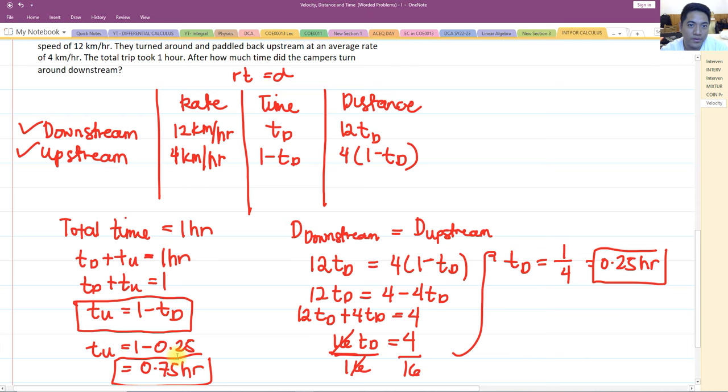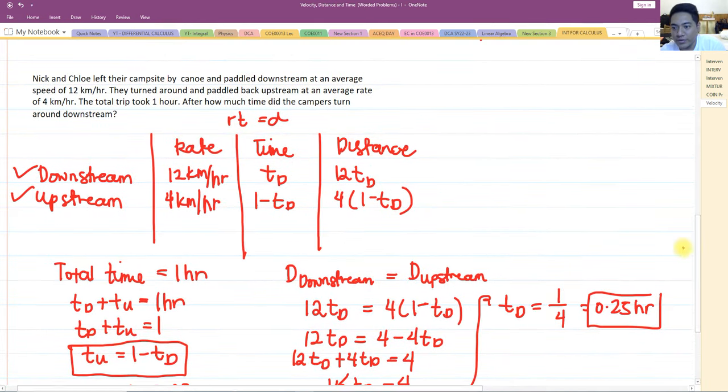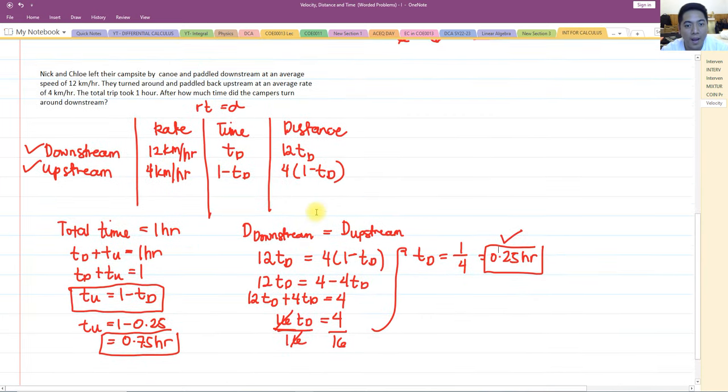The problem is only asking for the time for downstream. So our answer for this is 0.25 hour. But just in case the problem also asks for the time for upstream, it's 0.75 hours. So it's logical that they spent more time during the upstream because the current is against them. And they traveled much faster during the downstream because the current is with them, in the same direction that they are traveling. So I think that's number 2.